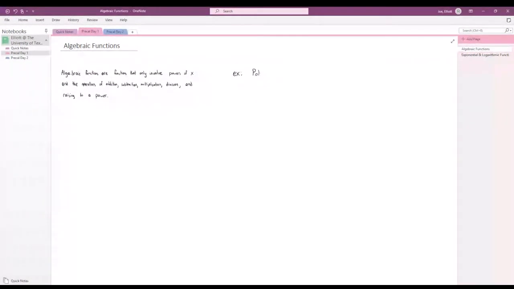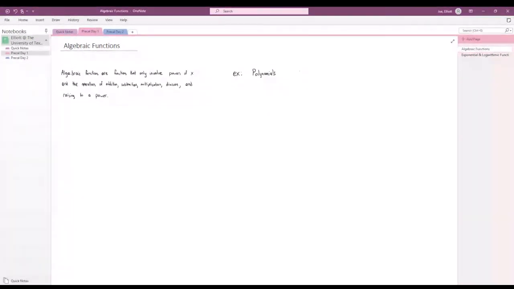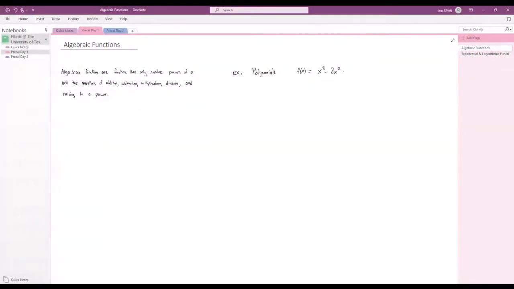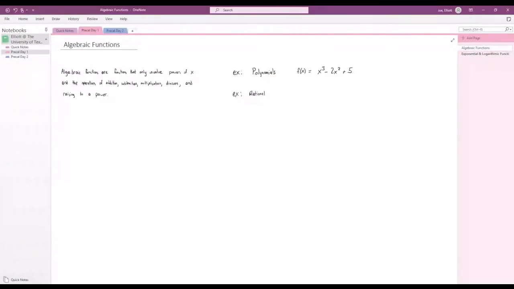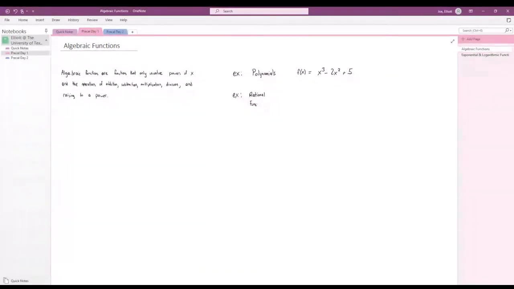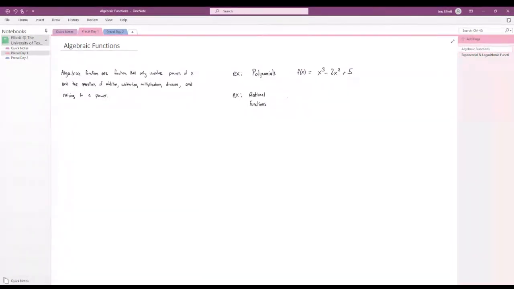So probably the simplest ones are the polynomials. These would be functions like f of x equals, I don't know, x cubed minus 2x squared plus 5, something like that. Other examples of algebraic functions, something a little bit more complicated than polynomials, are what we call rational functions. A rational function is just whenever you have a polynomial over another polynomial.